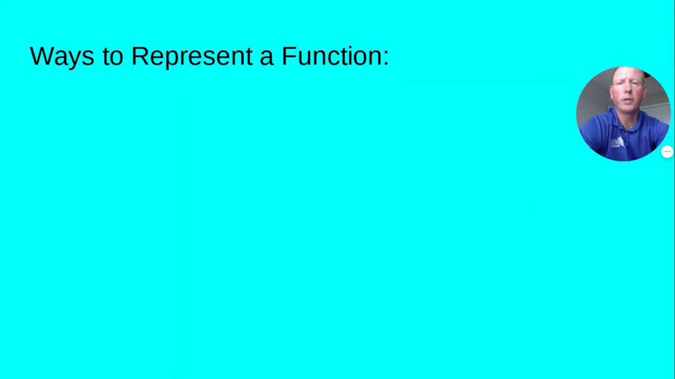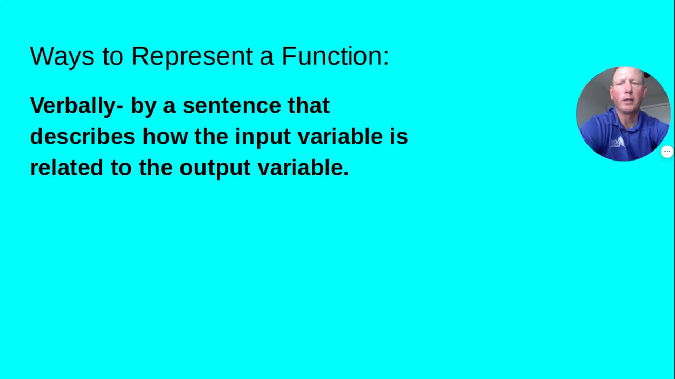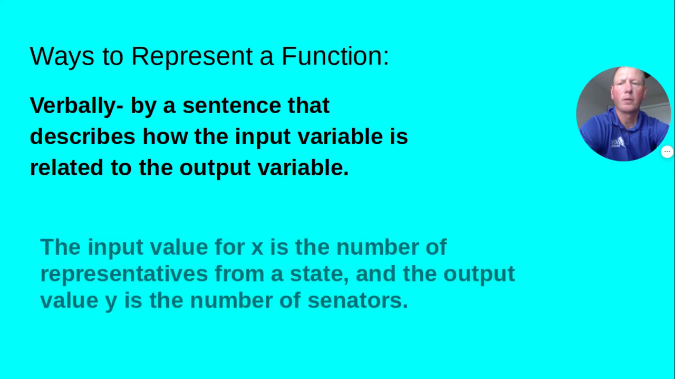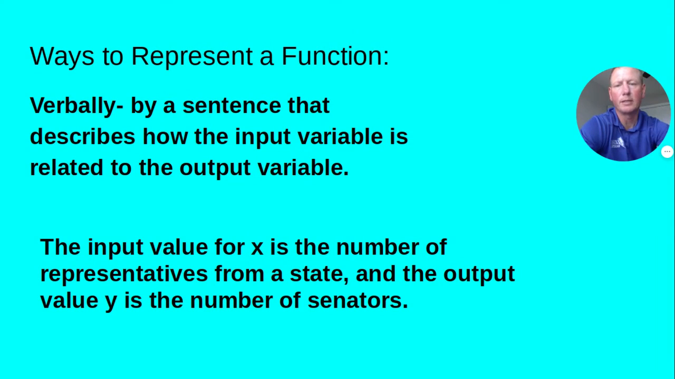Now let's talk about ways we can represent a function. The first way would be simply verbally. We can describe it with a sentence, how the input variable is related to the output variable. An example of that: the input value x is the number of representatives from a state, and the output value y is the number of senators. Well, in this case, no matter how many representatives we have, the number of senators is always going to be 2. So technically this is an example of a constant function.